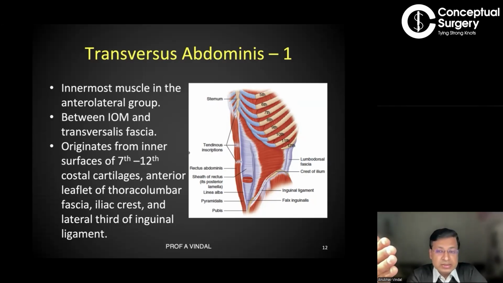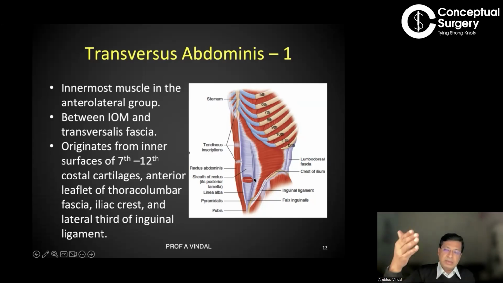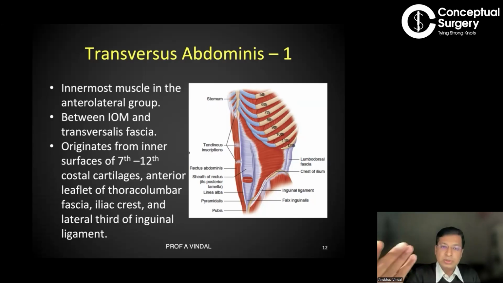But this arrangement is only present till the arcuate line, which is present, like I said, somewhere between the umbilicus and the pubic symphysis. So what happens? The aponeurotic part of the transversus abdominis goes posteriorly to form the posterior rectus sheath above the level of the arcuate line, and below the level of the arcuate line, it runs superficial to the rectus muscle, comes anterior to the rectus muscle to form the anterior rectus sheath.